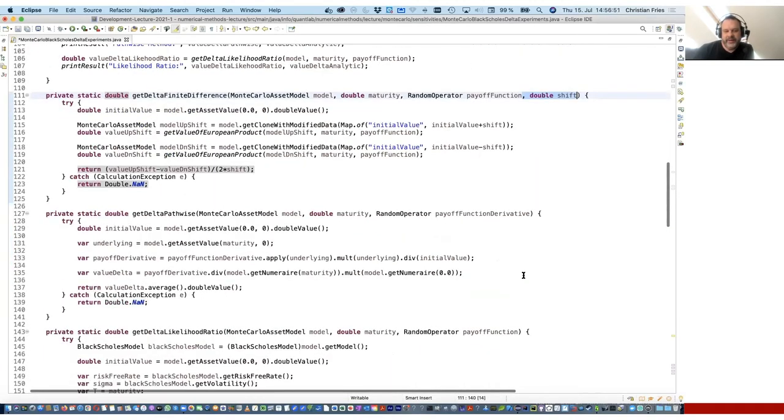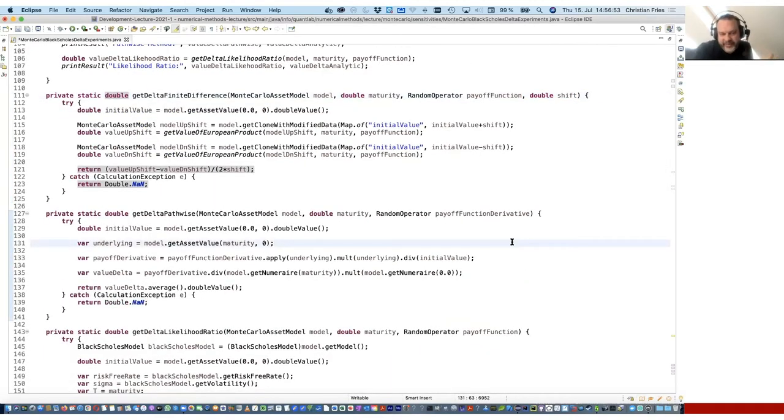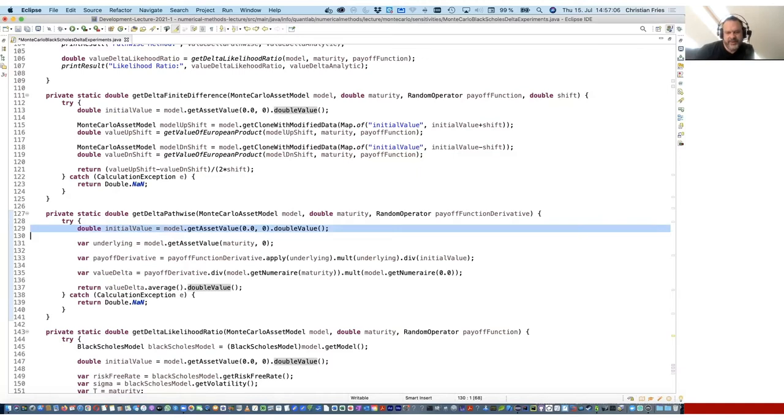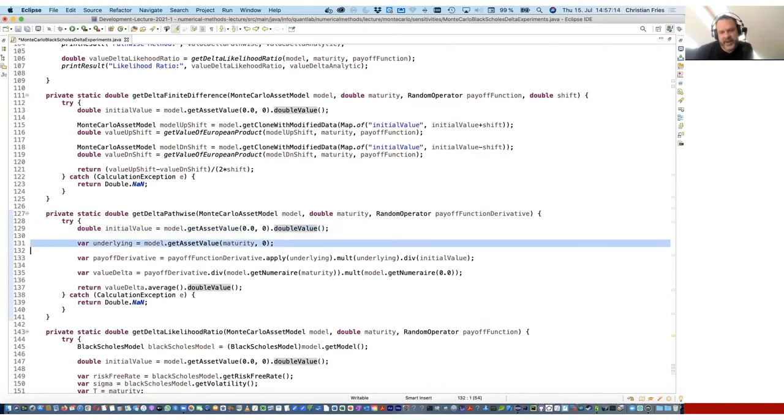So then just have a look at the pathwise method. So the pathwise method is now here. It looks the same. I just ask here for the initial value, because I need the initial value. Then I ask for S of capital T.